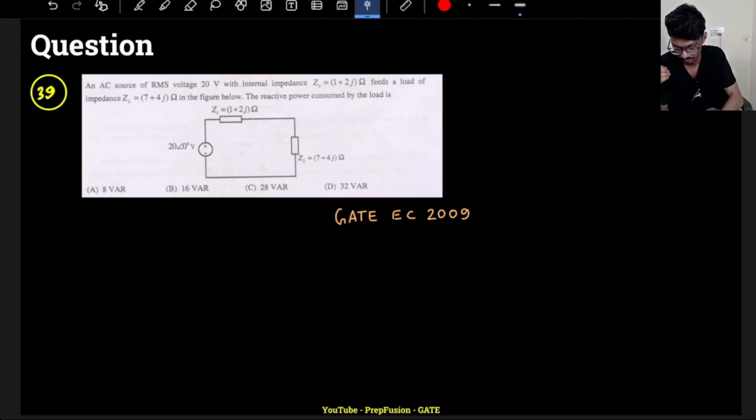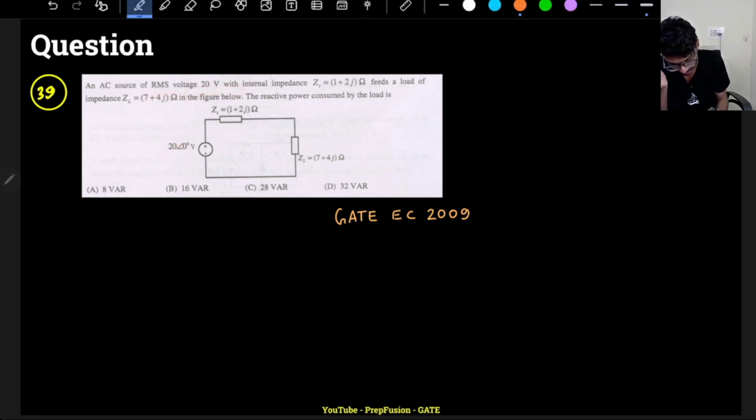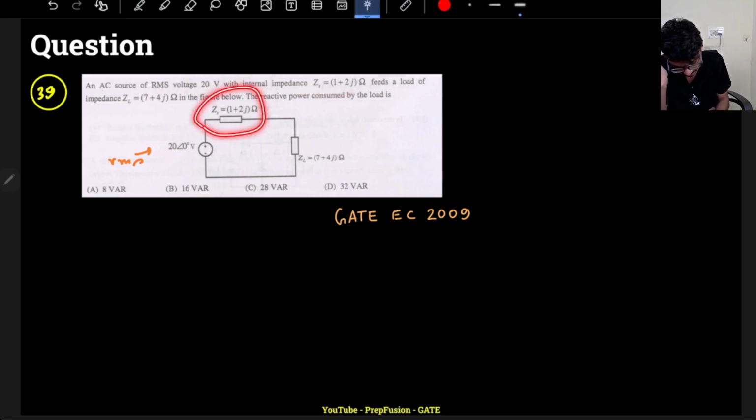Let's solve this question. We have been given an AC source, and the RMS voltage is 20 volts. In the question they have written 20 angle 0, which tells me this is the RMS value. That's how you understand whether it is RMS or peak. Be careful. Now this is the internal impedance, and it feeds a load with this impedance.